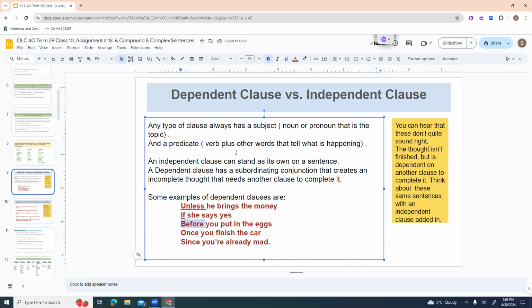Before you put in the eggs. Before is our subordinating conjunction. Once you finish the car. Since you're already mad. And you can see all of these have that feel of the sentence isn't quite finished. It doesn't make a whole lot of sense by itself.